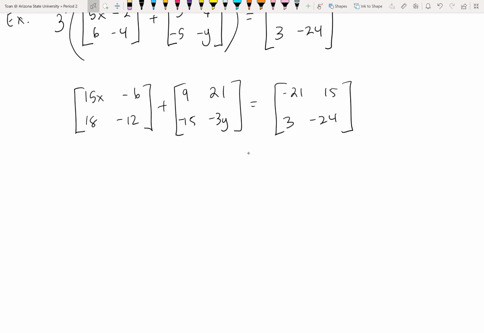And again, to add or subtract matrices, you only do it to the corresponding pieces. So top left plus top left, top right plus top right, and so on. If I do top left plus top left, 15x plus 9, I can't do that. They're not like terms, so we'll just keep them separate. 15x plus 9 is just 15x plus 9. Top right: negative 6 plus 21 is 15. Bottom left: 18 plus negative 15 is 3. Bottom right: negative 12 plus negative 3y. They're not like terms, so you just leave them separate.